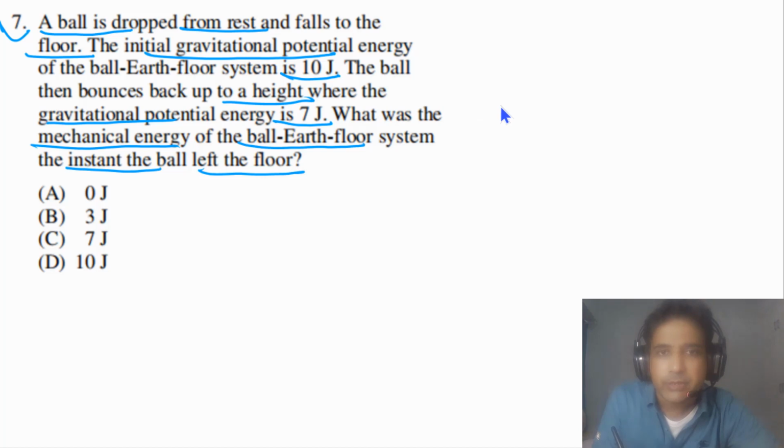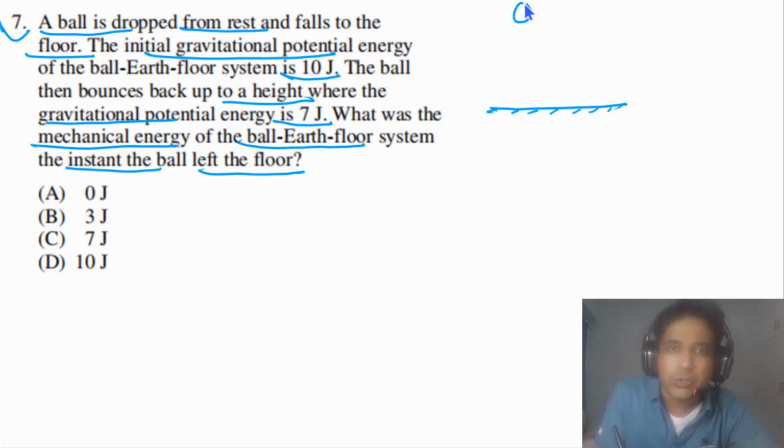So the best way to answer this question is, we can first of all imagine this one is the ground. So this one is the floor, and the ball is dropped from a certain height, and the GPE of the ball at this point is equal to 10 joules. So this is the initial. Then the ball hits the floor, and just the instant the ball leaves the floor, so we can imagine the ball is here at this point, we need to find out what is the mechanical energy of the ball.